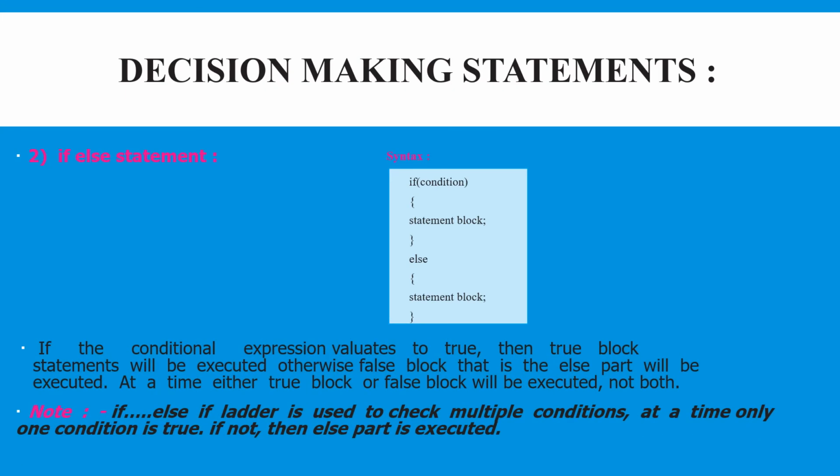Now in decision making statements, we are going to see the if else statement. Here the syntax: if the condition is true, then the statement block is executed. Else, if the condition is false, then the else statement block is executed. If the conditional expression evaluates to true, then the true block statement will be executed. Otherwise the false block, that is the else part, will be executed. At a time either the true block or the false block will be executed, not both. The if else ladder is used to check multiple conditions. If one condition is true, it executes; if not, then the else part is executed.